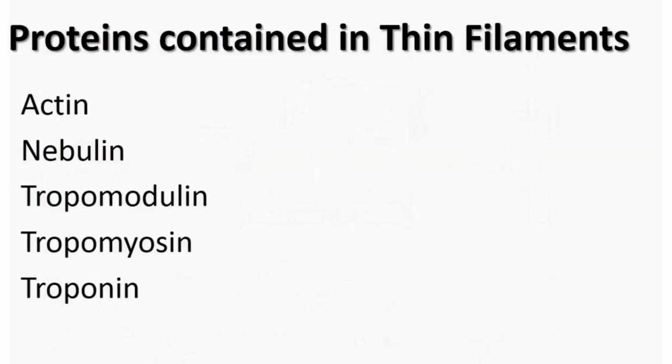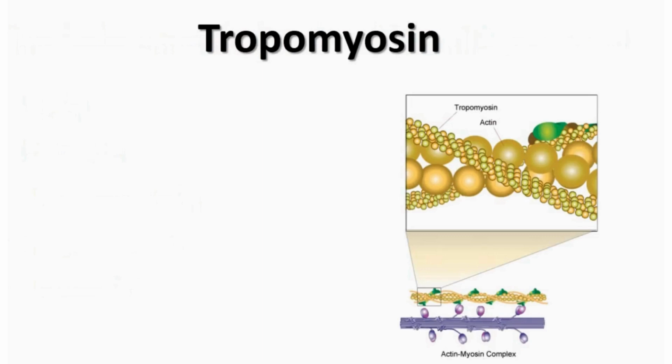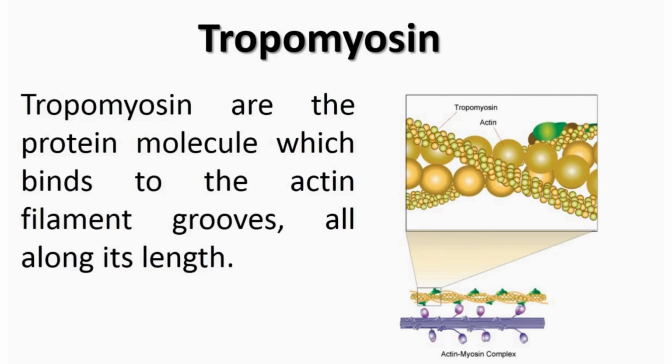What are the proteins that are contained in thin filaments? Some of the proteins contained in thin filaments are actin, nebulin, tropomodulin, tropomyosin and troponin. First we will study tropomyosin. As we know, tropomyosin keeps the actin heads dislodged so that myosin cannot join. Tropomyosin are the protein molecules which bind with the actin filament grooves all along the length.